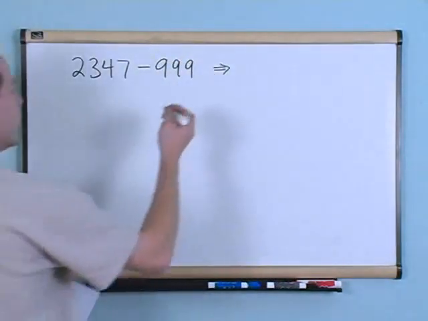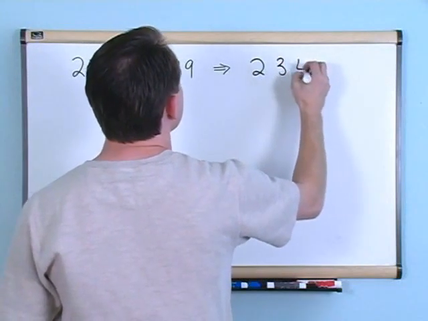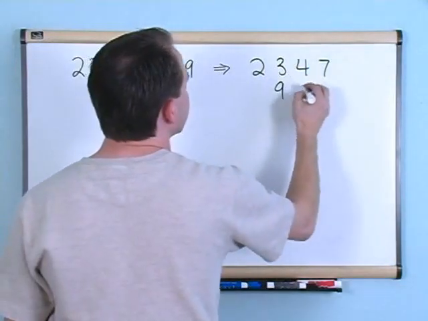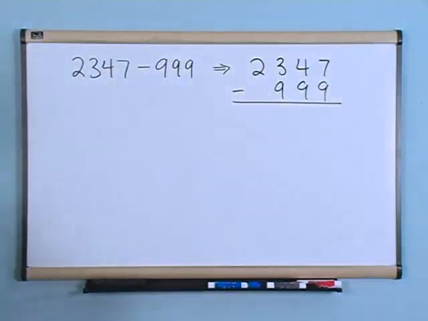Well, the first thing you want to do is write the bigger number on the top, 2,347 on top, and then 999 on the bottom. Okay? 999 on the bottom. We want to do the subtraction. So what do we do first?